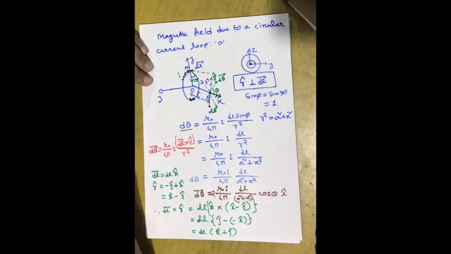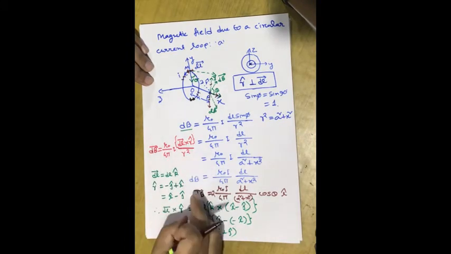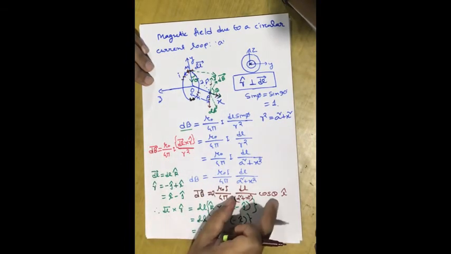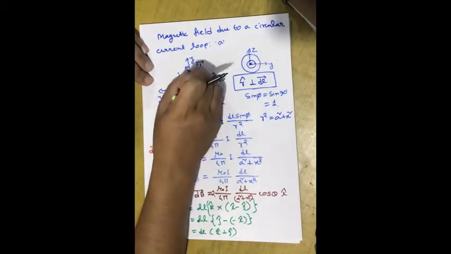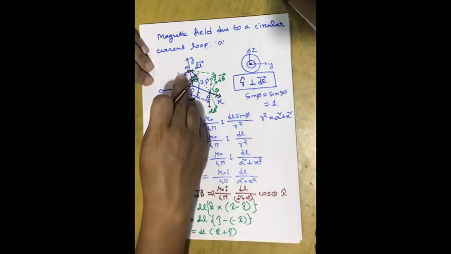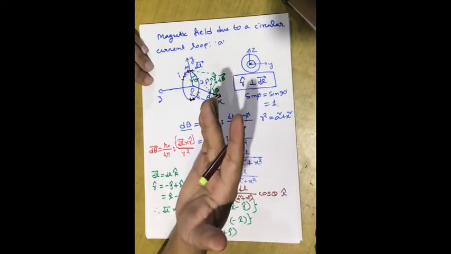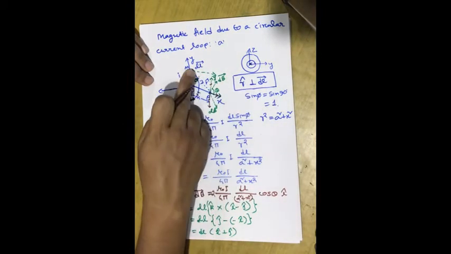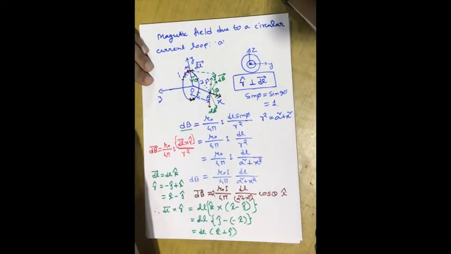In the next part, I have to integrate this whole expression for the whole conducting loop. For one part dl, I have evaluated the magnetic field. Now for the whole current loop, we are going to find the magnetic field, and we can do that by integrating along the perimeter of the loop.